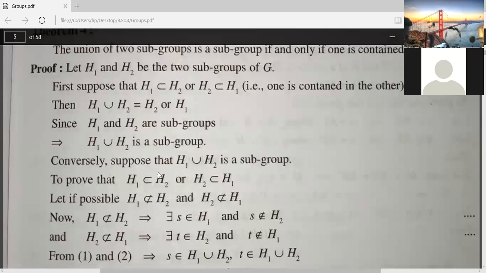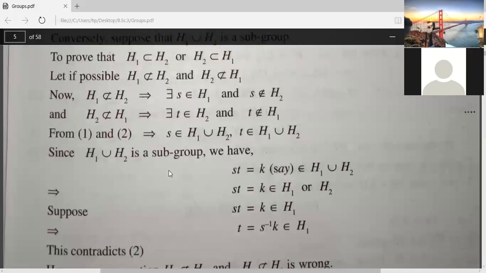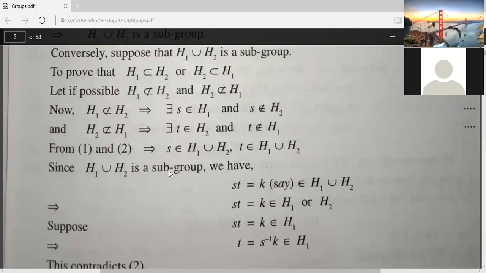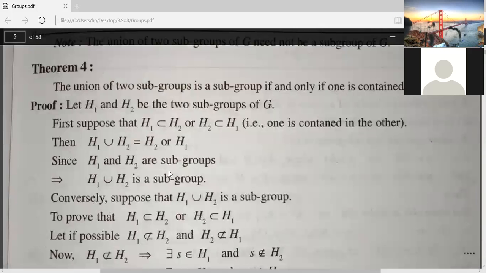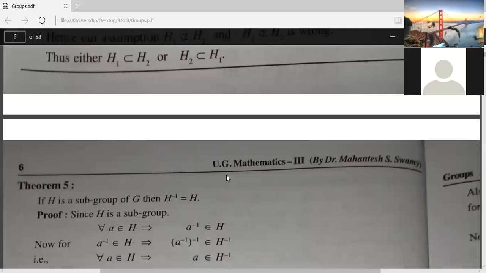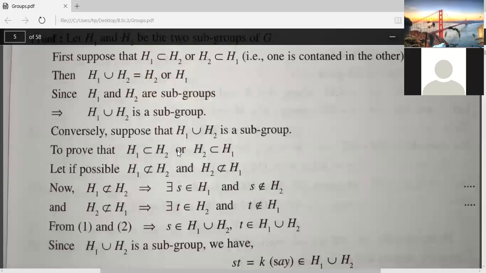Now suppose H1 union H2 is a subgroup. Then what we have to prove? If Q then P. That means if the union is a subgroup, then we have to prove one is contained in the other. So we have to prove that H1 is a subset of H2 or H2 is a subset of H1, meaning one is contained in the other.